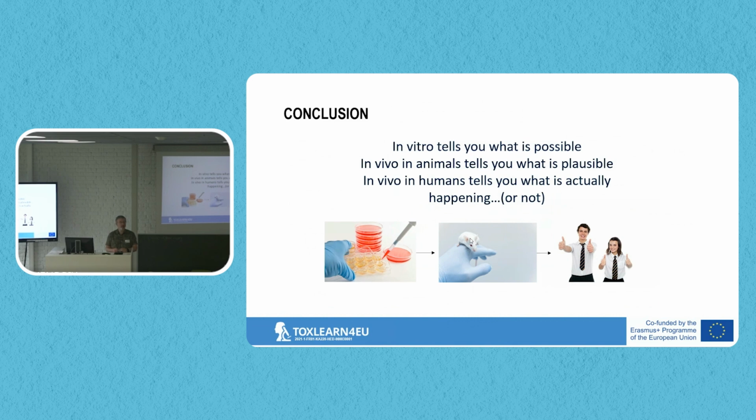So these were my take-home messages that I started with. So it's my last slide. So in vitro tells you what's possible, in vivo in animals tells you what's plausible, and in vivo in humans tells you what's actually happening or not.